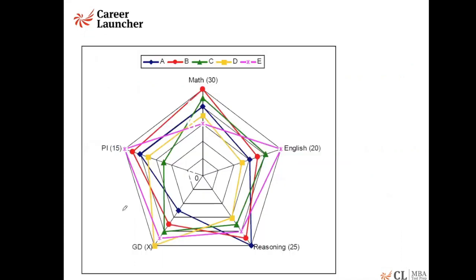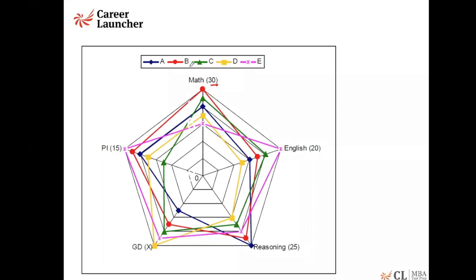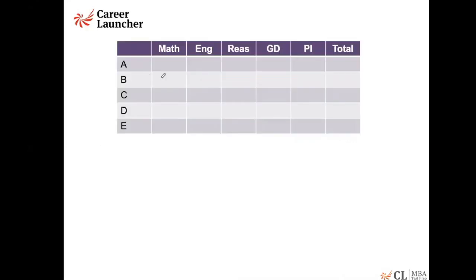So what I have done is just put it here again, and once again I'm going to look at how I interpret this data. This is an understanding of the data, because inference will come in after understanding the data itself. Always understand that clearly. Now let's look at this. For example, math, this is 30. I've taken it as a small table: A, B, C, D, E against math, English, reasoning, GD and PI. For example, in math, B has the full 30 marks.